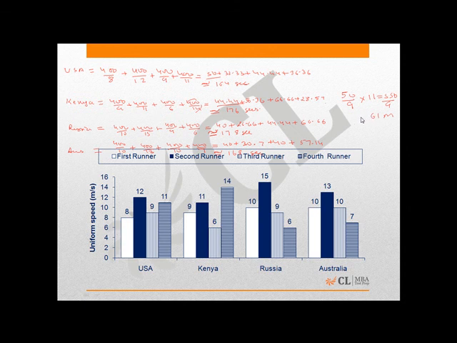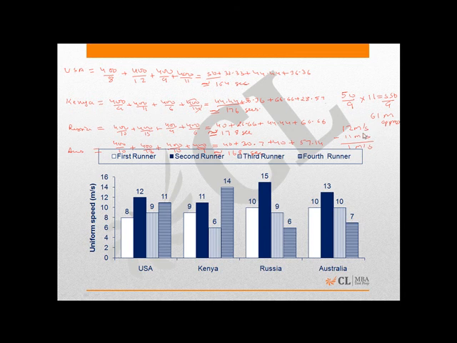Now, for the USA runner to cover that distance, we know that his speed is 12 meters per second, and the speed of the second runner from Kenya is 11 meters per second. Their relative speed is 1 meter per second. So, to cover this approximately 61 meter distance, he needs 61 seconds to meet that Kenyan runner.